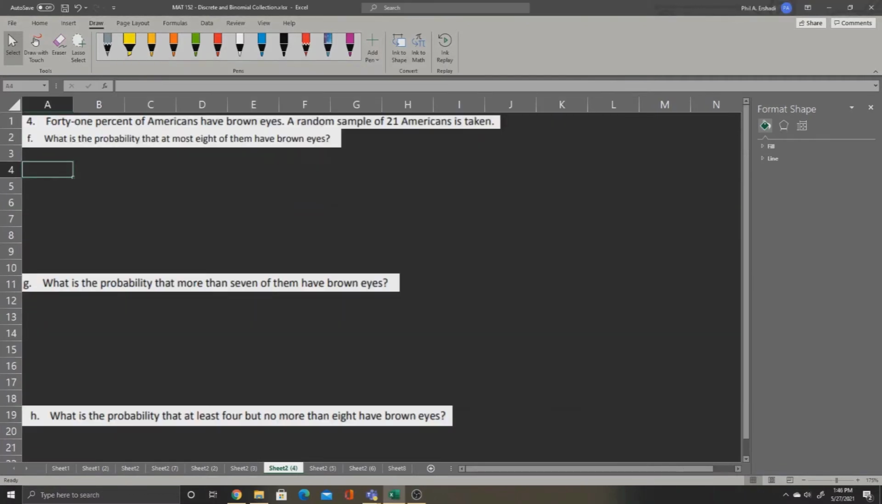Now we are asked, what is the probability that at most 8 of them have brown eyes? First, let's look at the definition of at most. Now, when they use the words at most, they mean less than or equal to 8. So we can be at 8, or we can be less, but we can't be more.